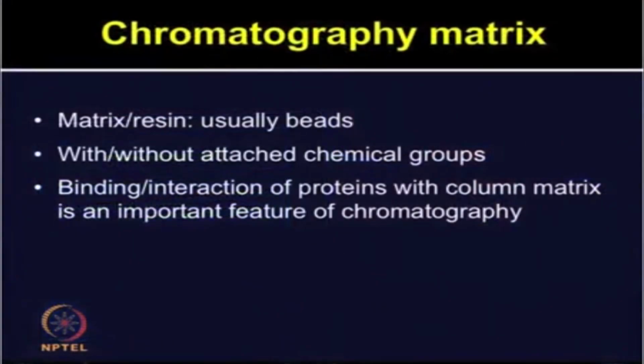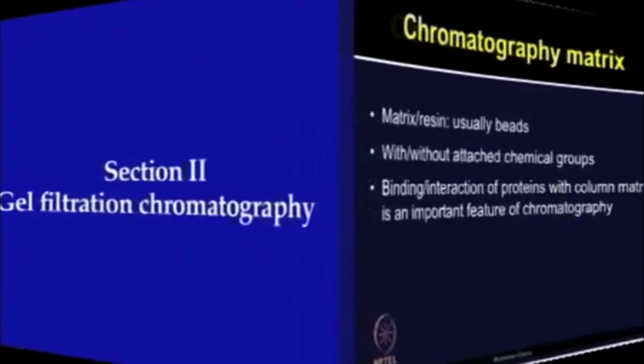So, as we just talked, chromatography involves the selection of the right matrix. These matrices are very important for binding and interaction of proteins, and they can determine the kind of achievement which we want to achieve from these types of chromatographic methods.